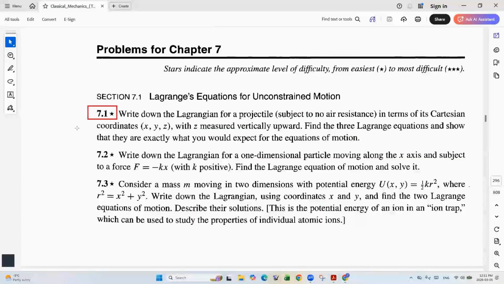Problem 7.1. Write down the Lagrangian for a projectile subject to no air resistance in terms of its coordinates x, y, z, with z measured vertically upward. Find the three Lagrange equations.